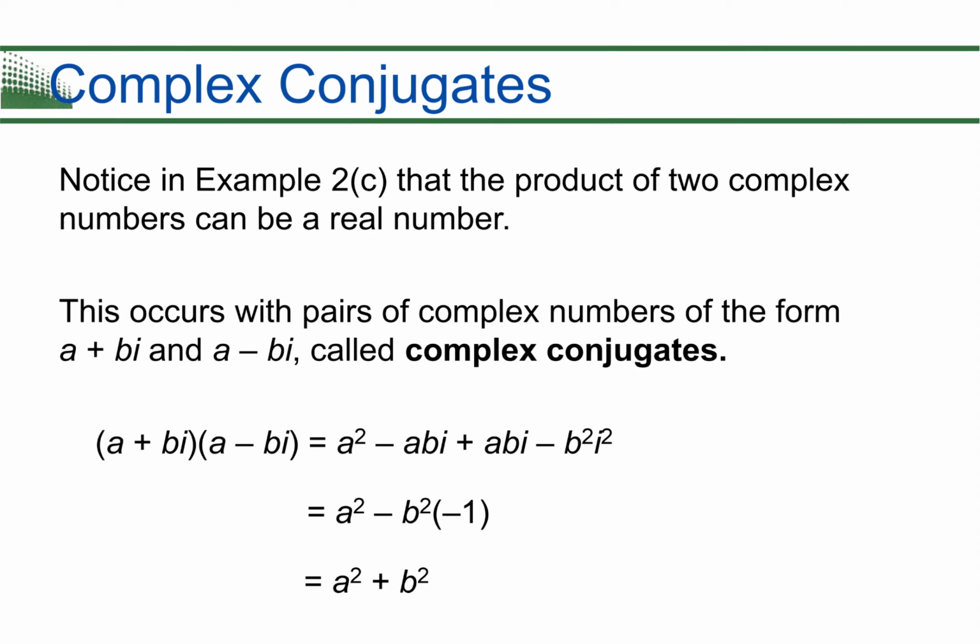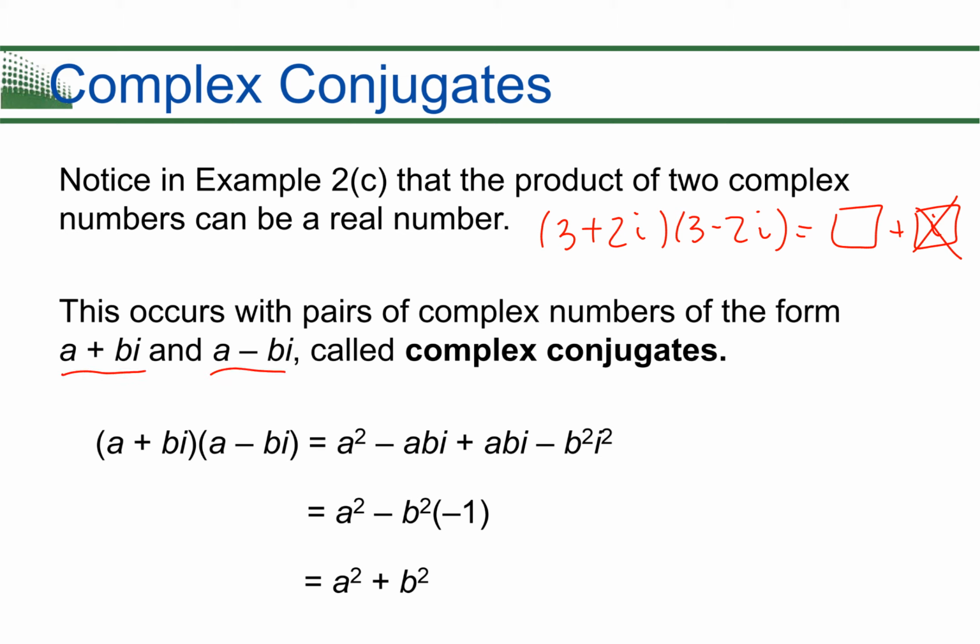So complex conjugate, that's not just one of the words that you throw out at the dinner table to show people that you're learning a whole lot in college. This is actually something that's going to benefit us. It says, notice in example 2c, that c that we just did earlier, that the product of two complex numbers can be a real number. I'm referencing that problem that said 3 plus 2i times 3 minus 2i, and we got just a real part. We didn't get an imaginary part. Okay? So this occurs with pairs of complex numbers of the form a plus bi and a minus bi. See, like we have here?